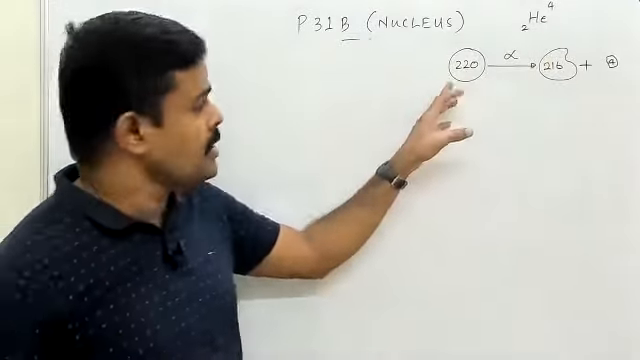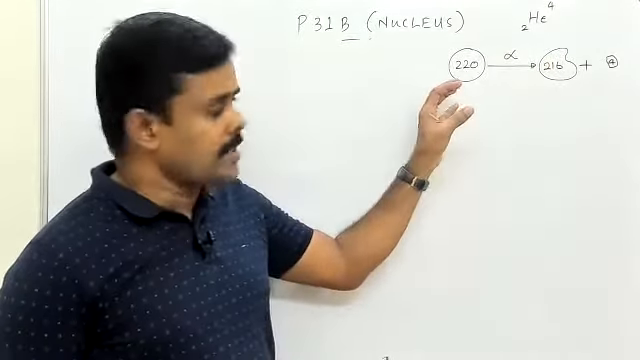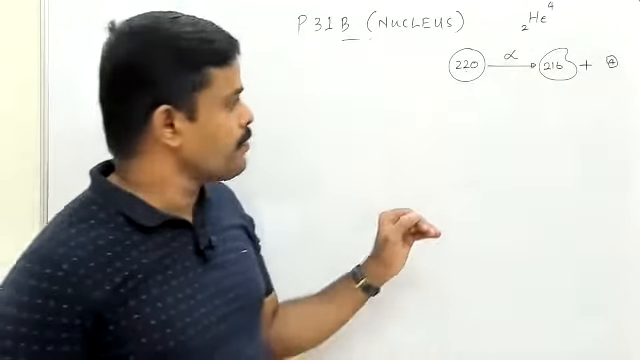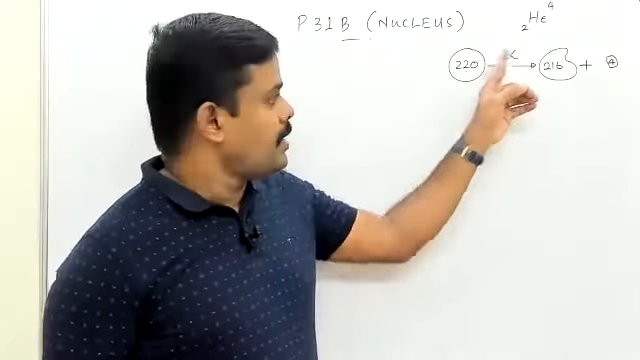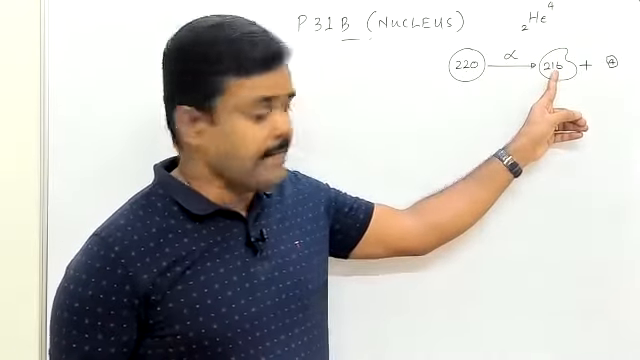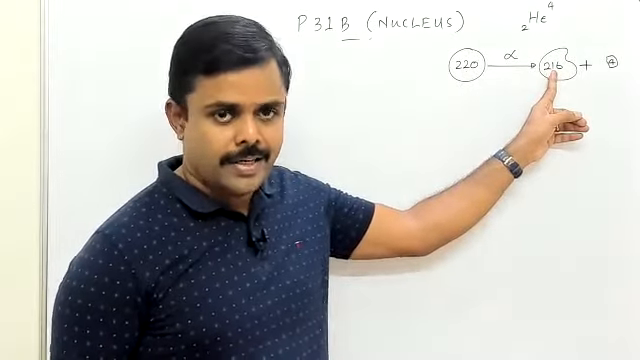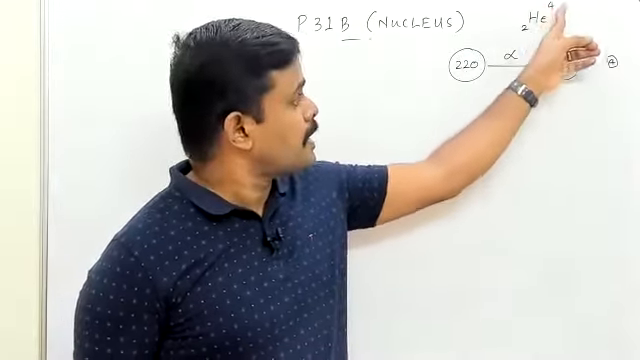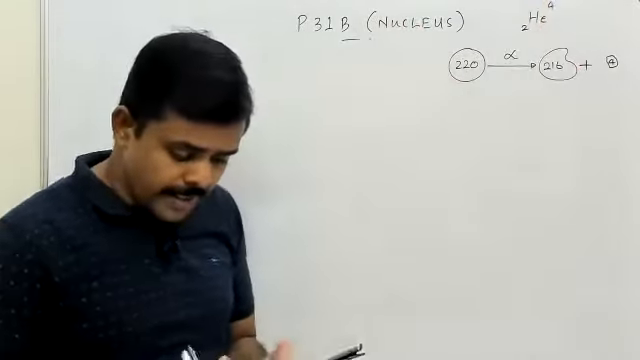So this is what happens. I have a nucleus of mass number 220, which is undergoing an alpha decay. Upon alpha decay, the new nucleus has a mass number 216, and the alpha particle has a mass number of 4, right? All right, let's go on reading.